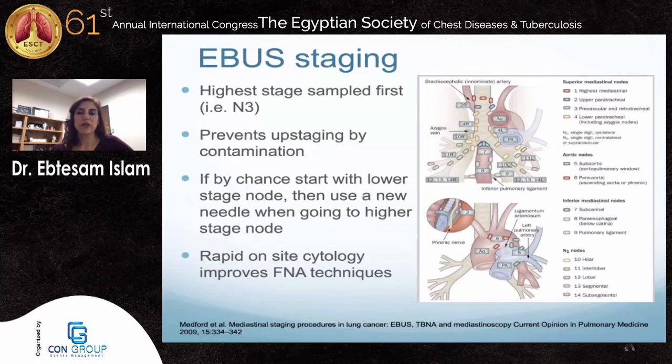Now, if by chance you started with a lower stage node, let's say an N1, and then you decide that you want to go to a higher stage node, it is recommended that you start with a new clean needle. Not just cleaning your needle is enough, but actually starting with a new needle in order to do those higher stage nodes so you don't contaminate those nodes. Rapid on-site cytology does improve your fine needle aspiration techniques as well.